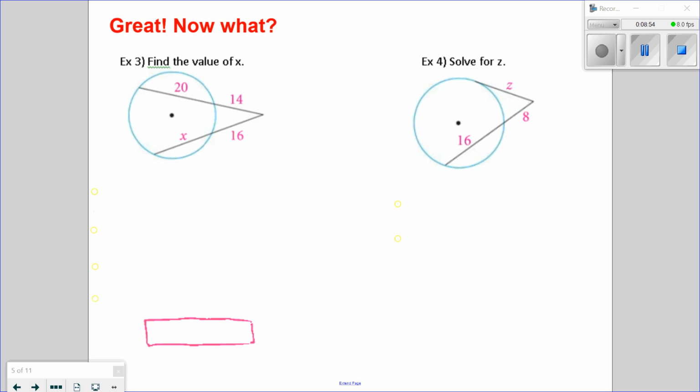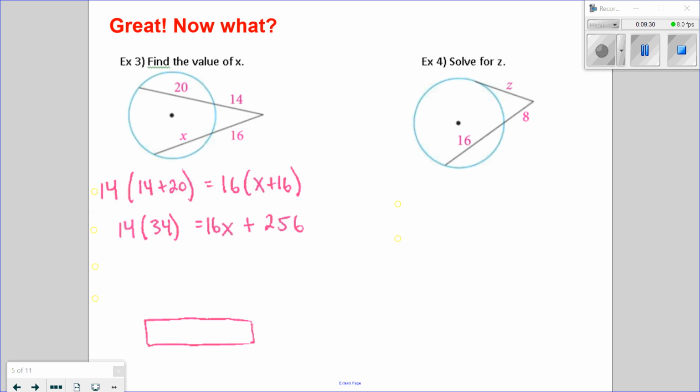The other side is outside piece times full length. So it's going to look like 14, that's the outside piece, is outside the parentheses. 16 is the outside piece, is outside the parentheses. Inside the parentheses, we add the full length of 20 plus 14 and the full length of x plus 16. So the 14 and the 20, we can just go ahead and add those together and make it 34, and then do 34 times 14. On the other side, we're going to have to distribute the 16, so it's 16 times x and then 16 times 16.